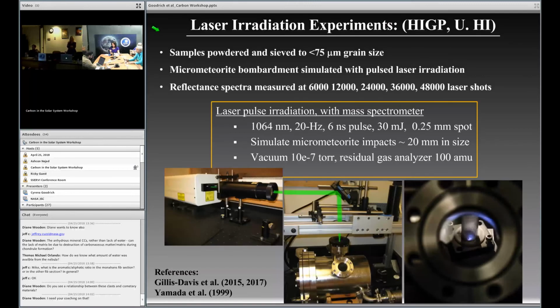Now, the laser irradiation experiments were done by Jeff Gillis-Davis at the University of Hawaii. Each of the samples was powdered and sieved to less than 75 micron grain size. And micrometeorite bombardment, that component of space weathering, was simulated using pulse laser irradiation, which is a technique which Jeff and many others have described in quite a number of papers. And then reflectance spectra of each sample were measured after various intervals of laser irradiation.